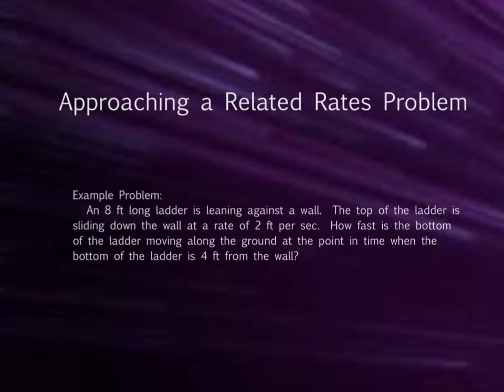An 8-foot-long ladder is leaning against a wall. The top of the ladder is sliding down the wall at a rate of 2 feet per second. How fast is the bottom of the ladder moving along the ground at the point in time when the bottom of the ladder is 4 feet from the wall? This may seem a little confusing at first, but all you have to do is follow these simple steps.